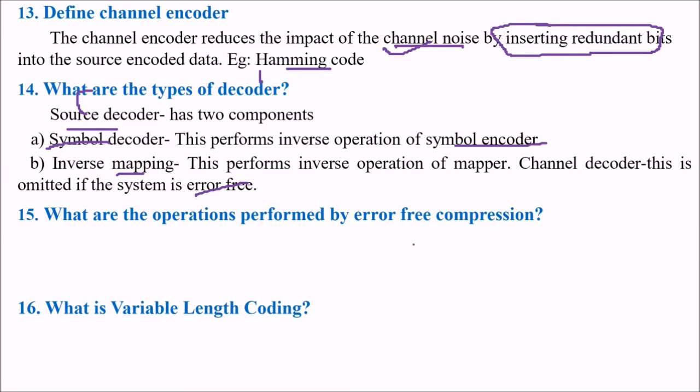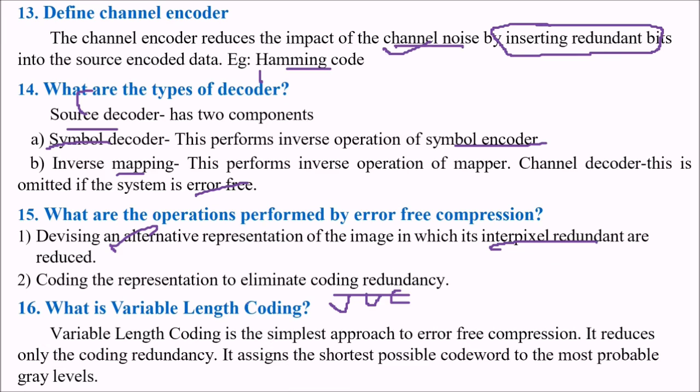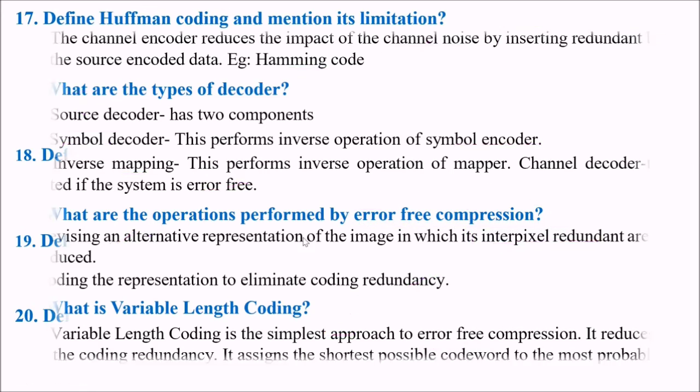What are the operations performed by error free compression? First is devising an alternative representation of the image in which its interpixel redundancy is reduced, and then coding the representation to eliminate the coding redundancy. What is VLC or variable length encoding? Variable length encoding is the simplest approach for error-free compression. It reduces only the coding redundancy. It assigns the shortest possible code word to the most probable gray levels.